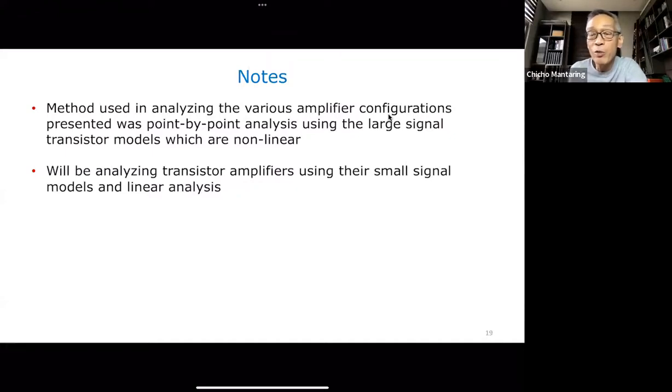So there's a parallel to what we did with the diode. The small signal model of the diode, you can use nodal analysis, mesh analysis, what have you. You can also do that using the small signal model of the transistor. And that's what we're going to take up on Thursday, the small signal model of the transistor. Are there any questions? Any questions?